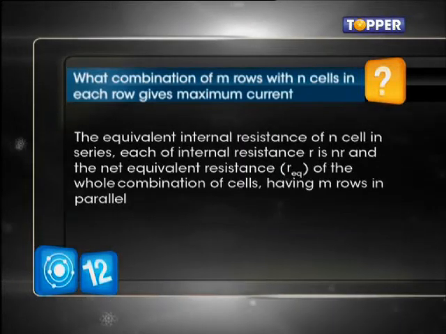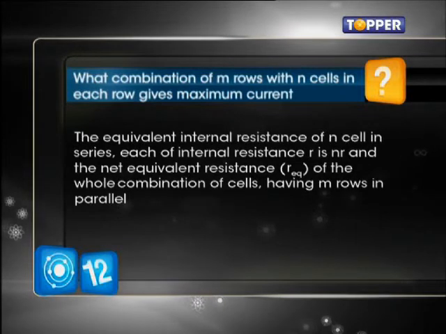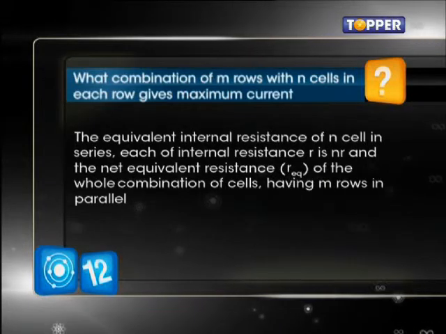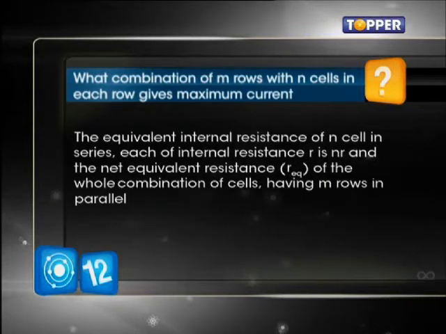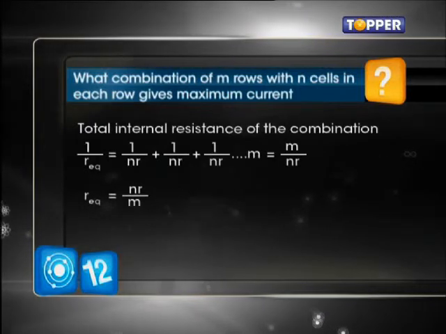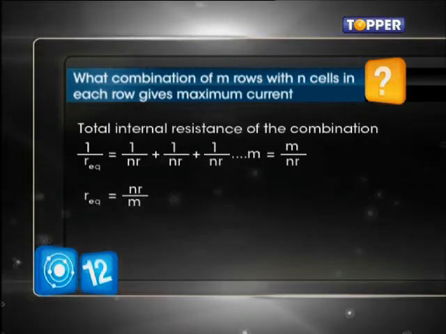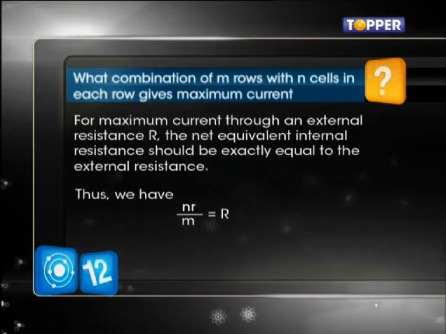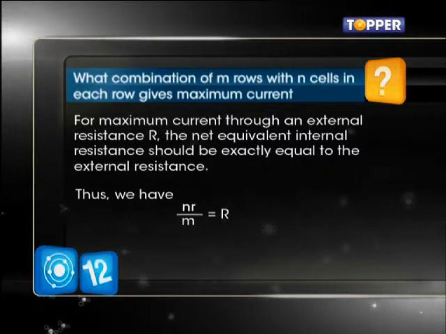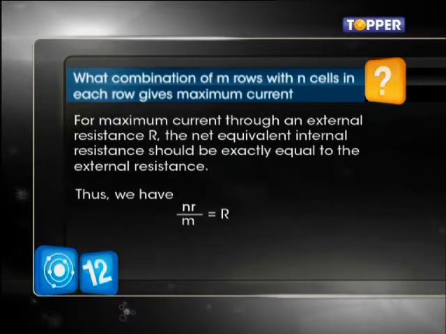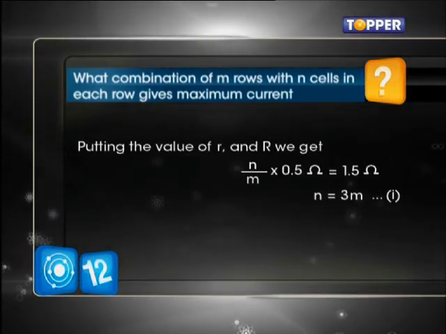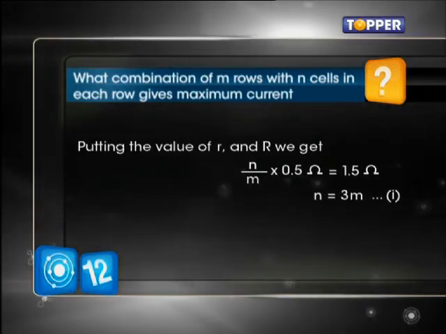The equivalent internal resistance of n cells in series, each of internal resistance r, is nr, and the net equivalent resistance Req of the whole combination of cells having m rows in parallel is Req equal to nr by m. Putting the net equivalent internal resistance equal to the external resistance, we have nr by m equal to R. By putting the values of small r and R, we get n equal to 3m.